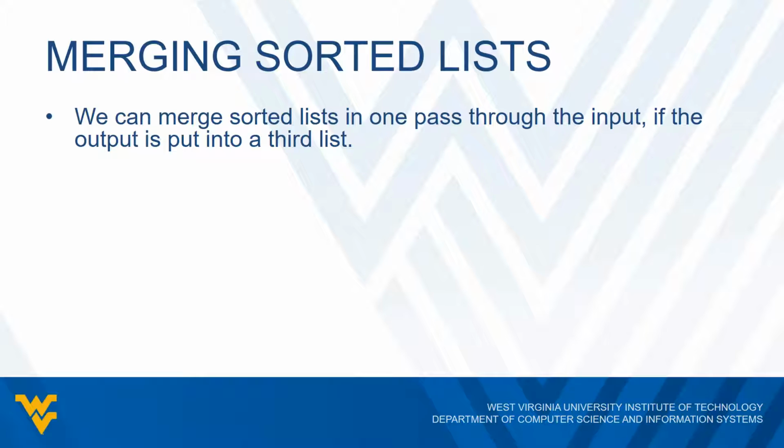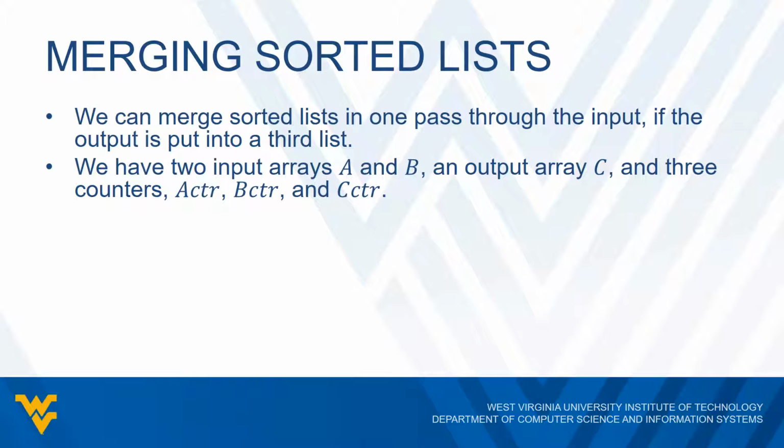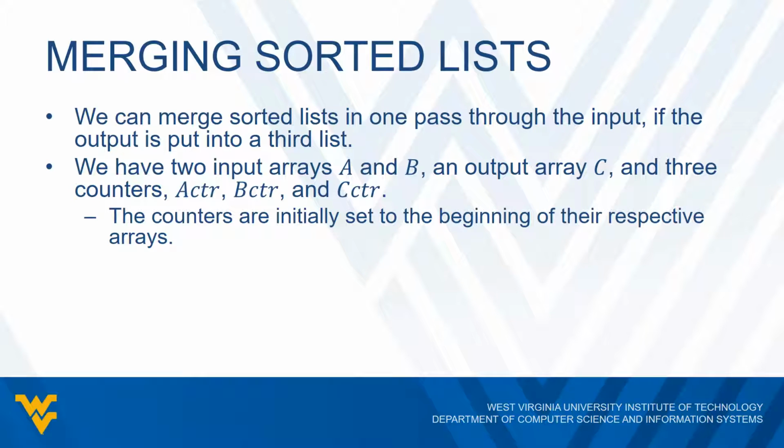So the way we're going to do this is we have our two input arrays, which we're going to note here as A and B, and we're going to let C be the output array, which is going to be the merged versions of A and B. We'll also have three counters, which I'm going to call A counter, B counter, and C counter. Now these counters are going to be initially set to the beginning of their respective arrays. So A counter is going to be the beginning of A, B counter is going to be the beginning of B, and C counter is going to be the beginning of C.